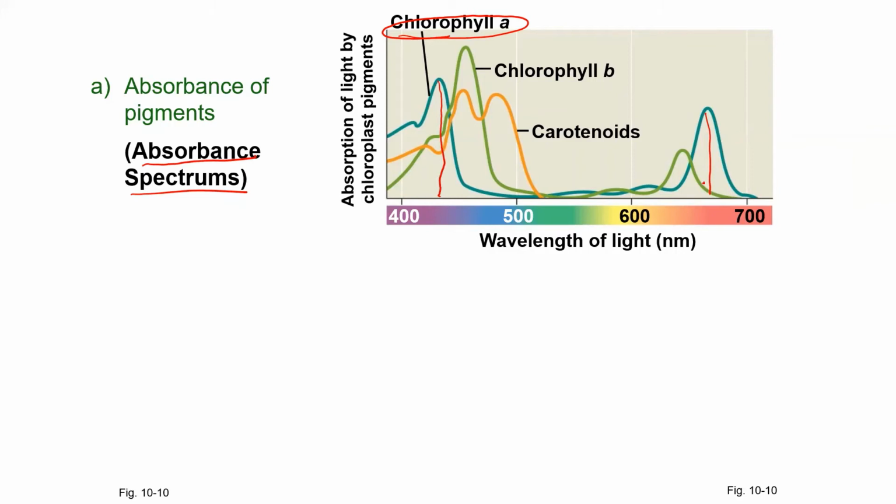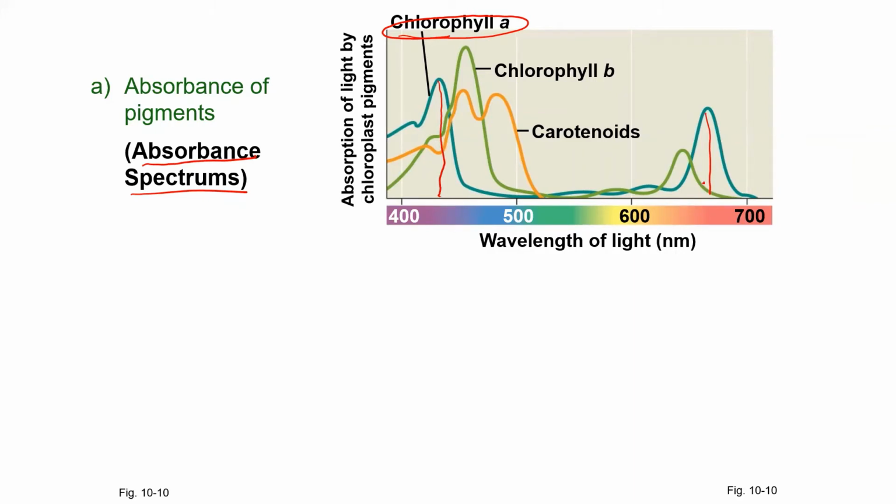If you look at the carotenoids, they absorb really well just in the blue and a little bit in the green area of the spectrum, but not at all in the red and yellow part of the spectrum. So the carotenoids look red and orange and yellow. And that's how absorbance works.